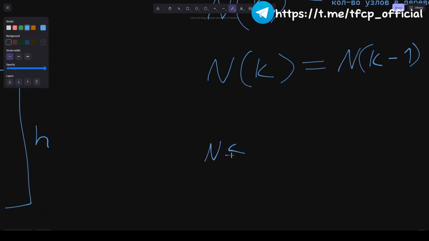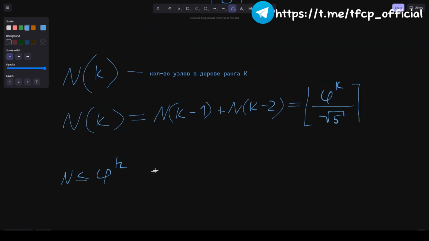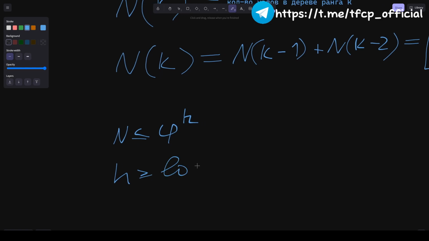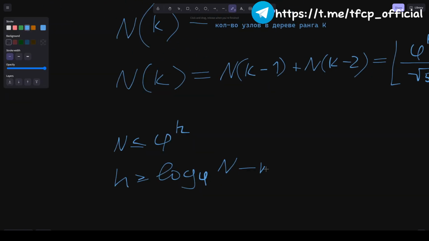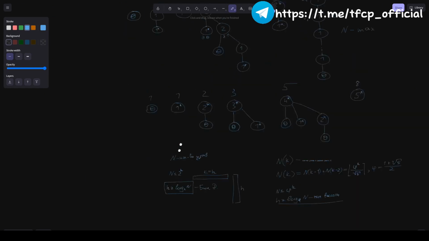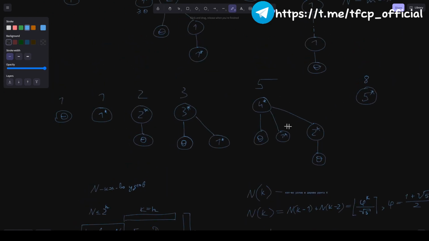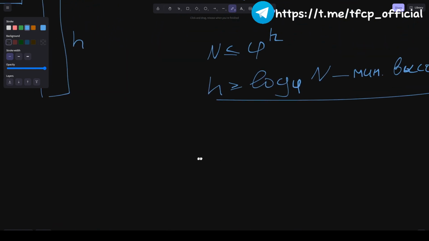And then what will our estimate be? n is less than or equal to phi raised to the power of h. Well, we can ignore any rounding constants. There's no point. And then from here, h will be greater than or equal to the logarithm to the base of the golden ratio. If anyone doesn't know, phi is the number (1 plus the square root of 5) divided by 2, I believe. And here we have obtained the minimum height of the tree. And in fact, this heap is called Fibonacci because Fibonacci numbers indeed appear in the number of nodes needed to build minimal trees. And here we have obtained such an estimate of the height.